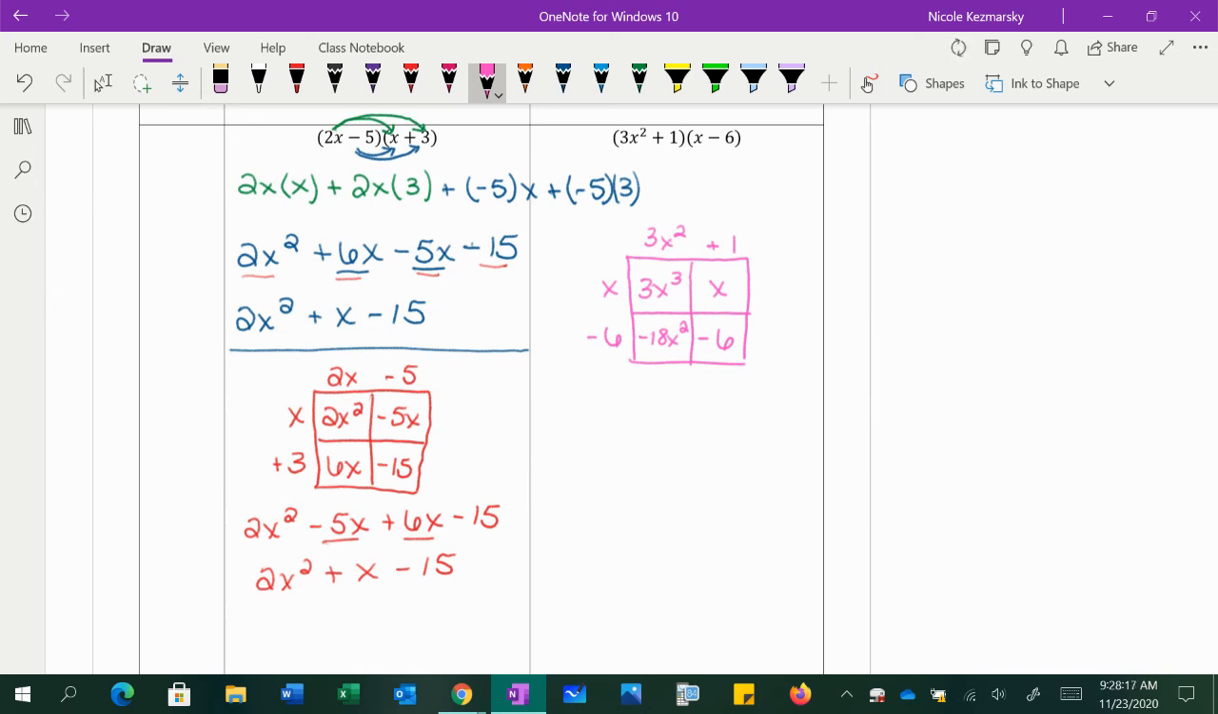When I take these out of the box, I want to make sure that I'm taking them out in exponent order, from the biggest exponent to the smallest exponent. So the biggest exponent that I have is a 3, so 3x cubed. Then I'm going to do negative 18x squared, then plus x, and minus 6.